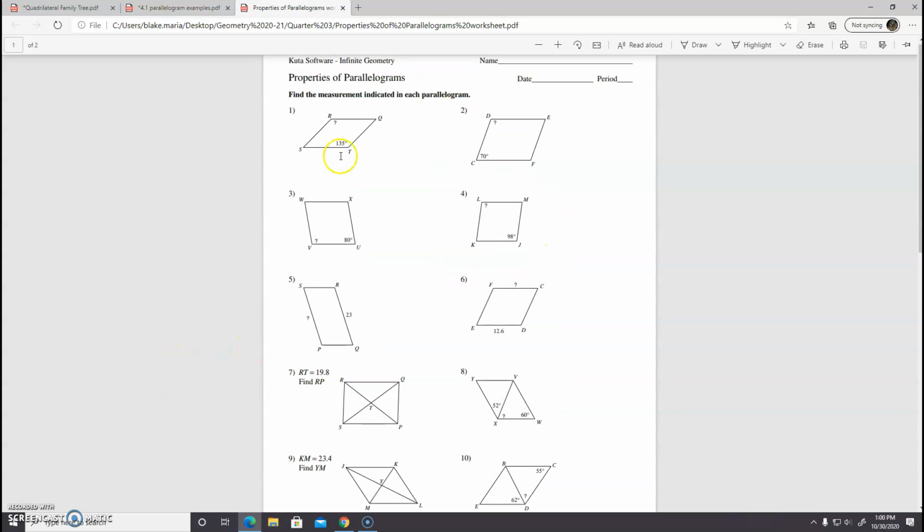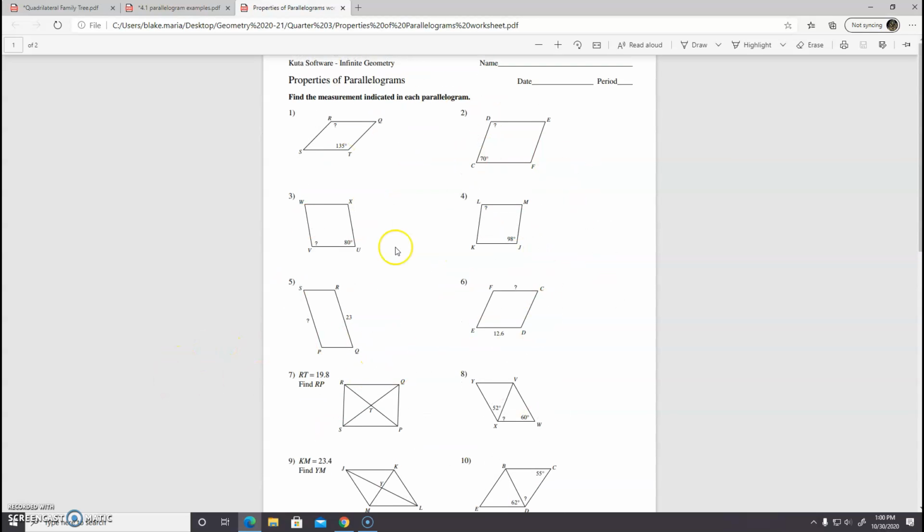All right, so get this worksheet done and submit this worksheet. And tomorrow we'll pick back up on that family tree, and we'll do rectangles, rhombus, and squares.